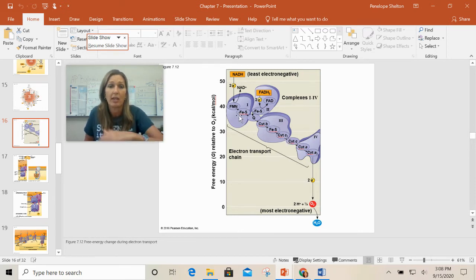So they are moving from higher energy state to lower energy state. As they're moving, that's electricity. That's what electricity is, the flow of electrons. And so we have this little electrical current that's moving down through these membrane proteins.